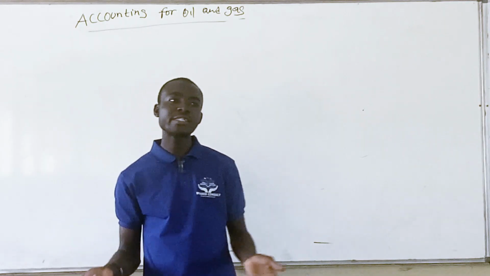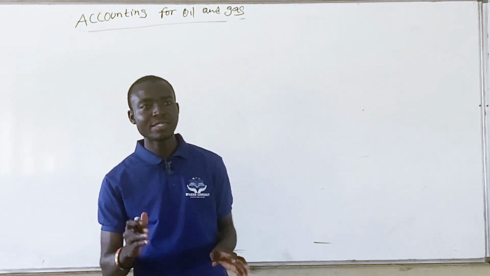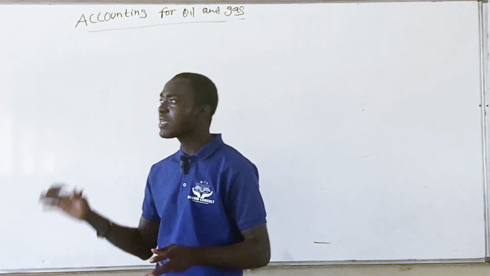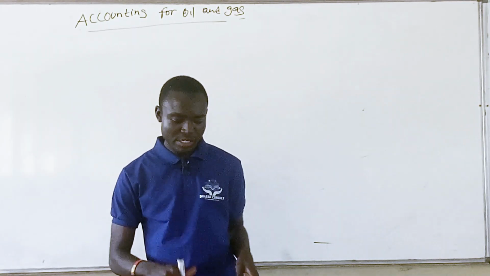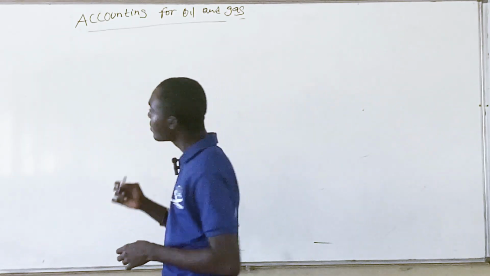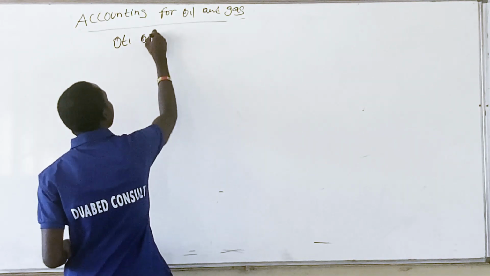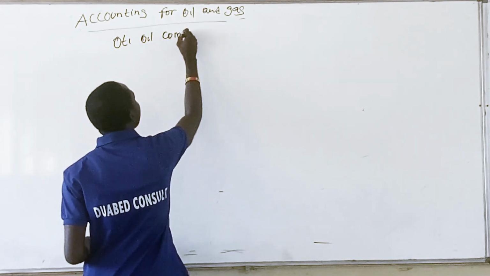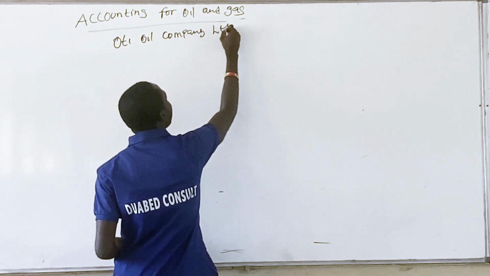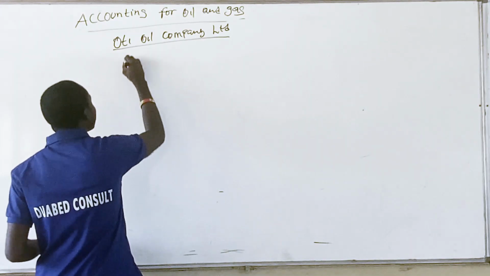So per the information, the only financial statements that we can extract from this are the income statement and then the balance sheet statement. So we start with the name of the organization, which is OT Oil Company Limited. We start with the income statement.